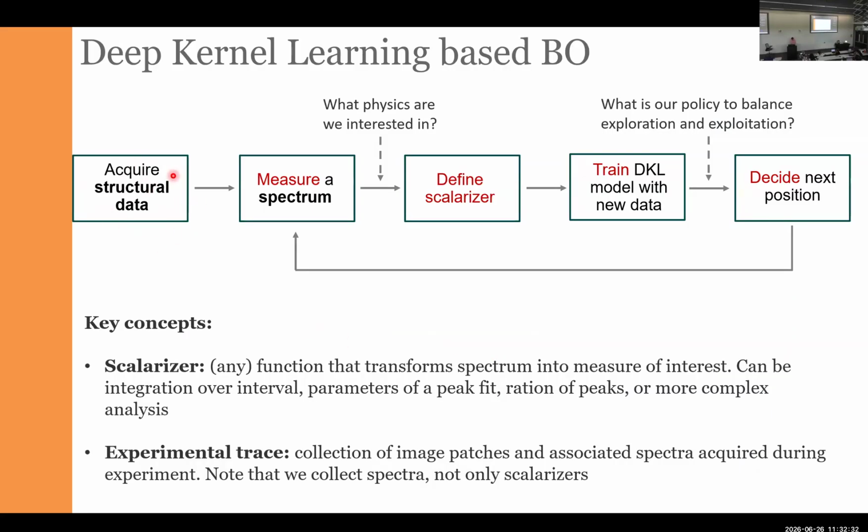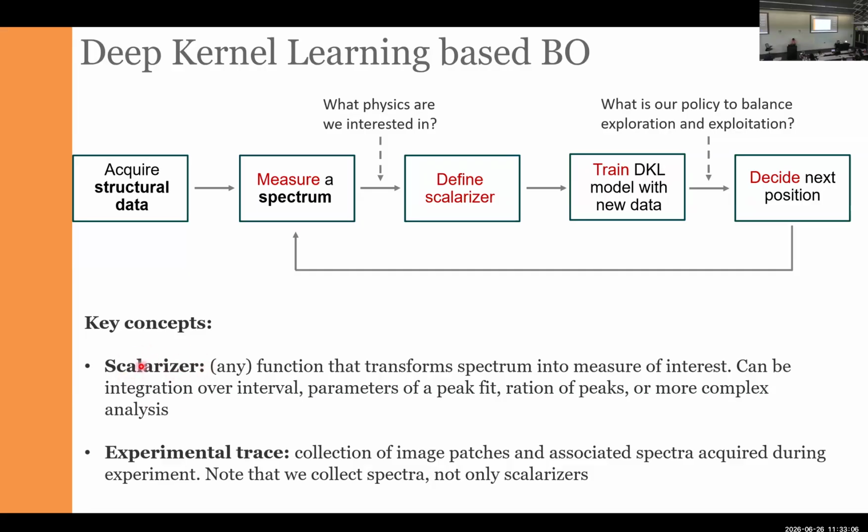And this is how the deep kernel learning workflow works. We start with acquiring structural data, then we measure spectrum, then we define a scalarizer. This is a very important step because it defines what physics we are interested in. We train the deep kernel model. We introduce the policy to balance exploration and exploitation, so whether we want to explore or maximize. Argmax gives us the next location, then we take the measurement, and we continue until we run out of the experimental budget.